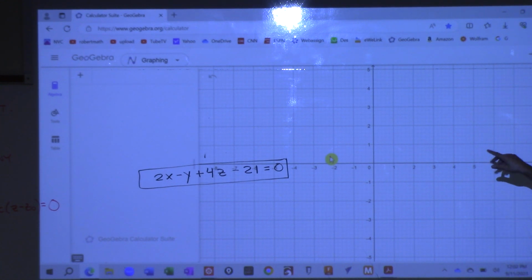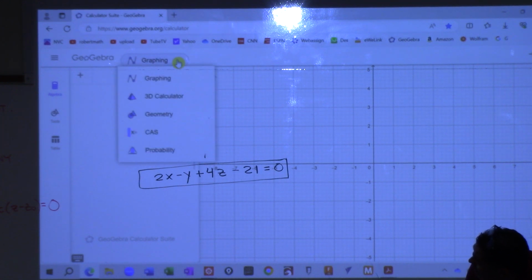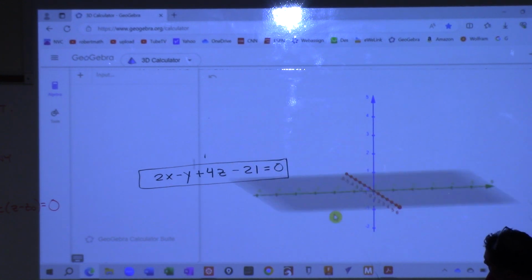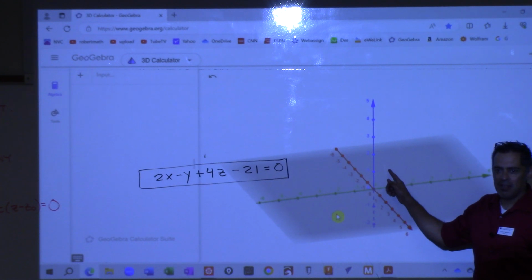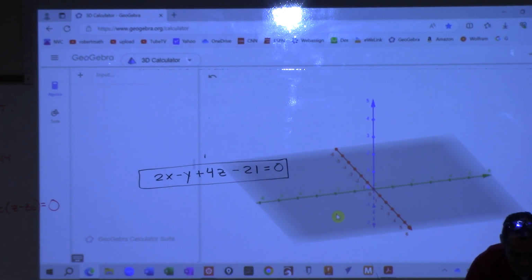So when you go to this GeoGebra, you go to graphing here, and you drop this down, you put 3D calculator, and now it gives you a three-dimensional view. And look, they actually do red, green, blue, which is kind of crazy, because I don't know if they copied me. No, they didn't copy me. I'm not sure why. Kind of cool.